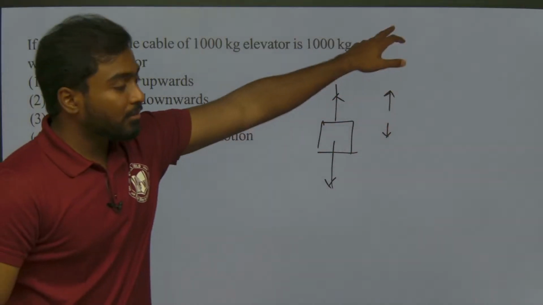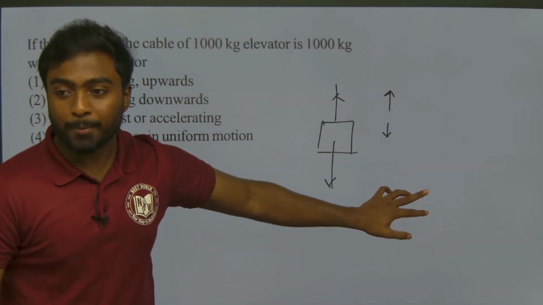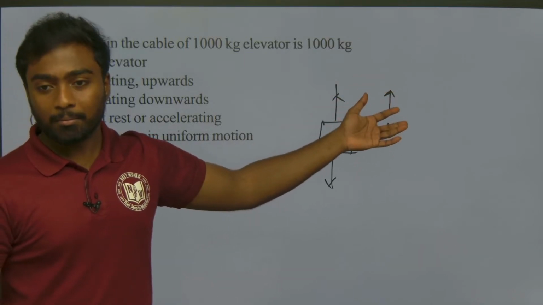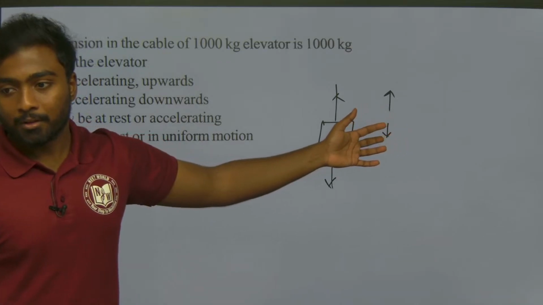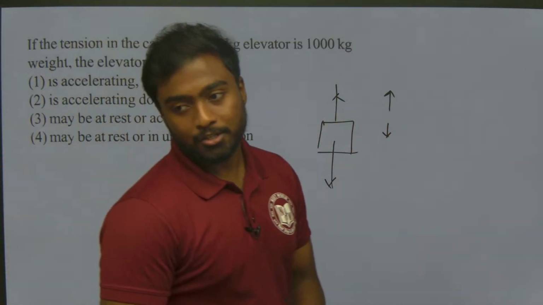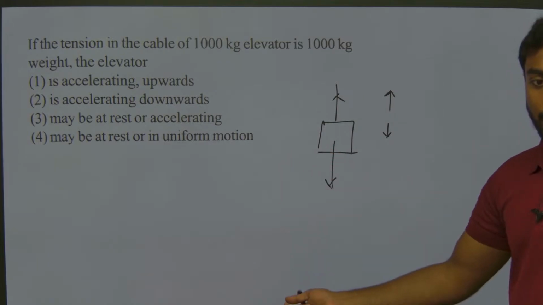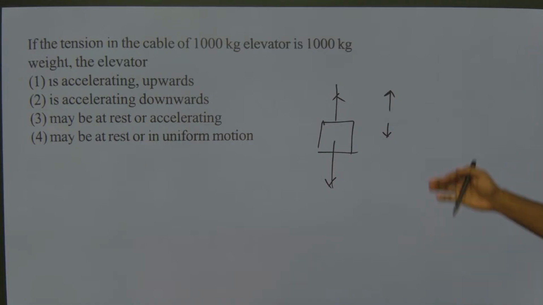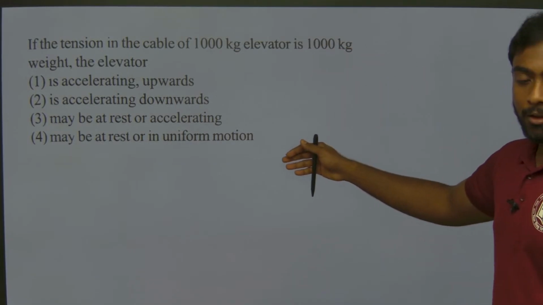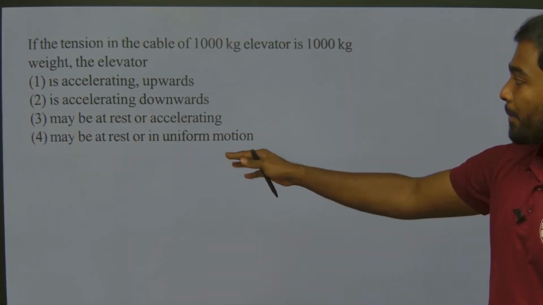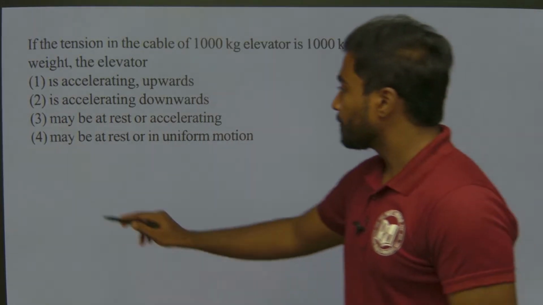One is 1000, another one is also 1000, which means both are the same forces, which means it will be at rest. Yes, fourth option. Acceleration is 0 obviously, so uniform motion will be there, right? We have studied the condition for uniform motion. What is the uniform motion condition? When acceleration is 0, that's it. So that's why maybe rest or uniform motion. Okay, option 4.